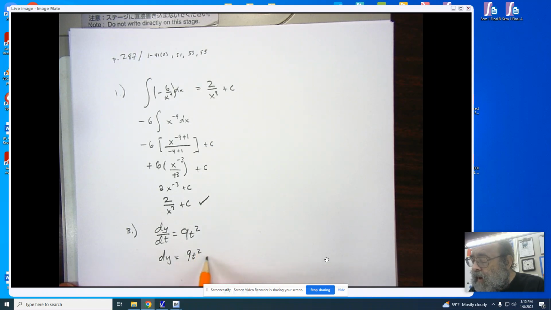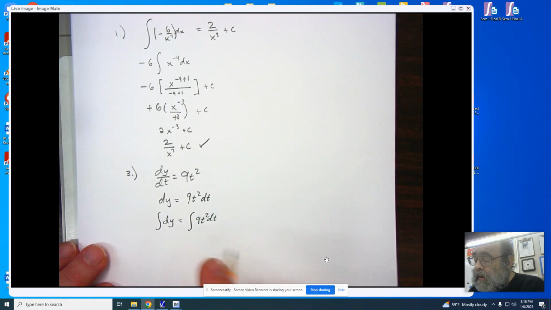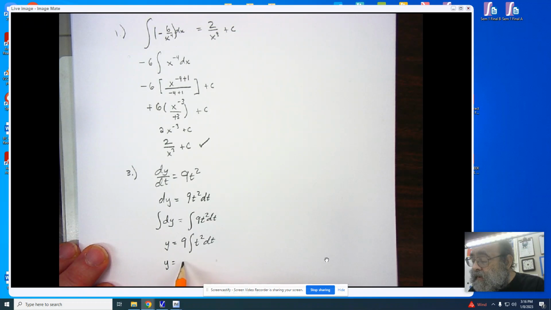This is important, and I recommend that you do this every time. If you forget to do this on the AP test, they will take off a significant amount of credit. We then integrate both sides by putting our integration symbol in front. And we're now going to go through the process. So what we're going to do is take the derivative of dy, which is y. We move the 9 out in front, t squared dt, and now we begin the process.